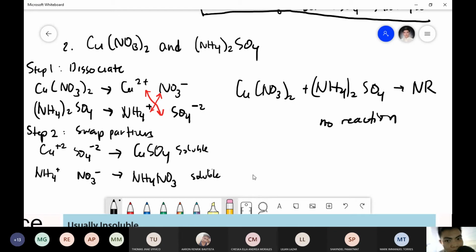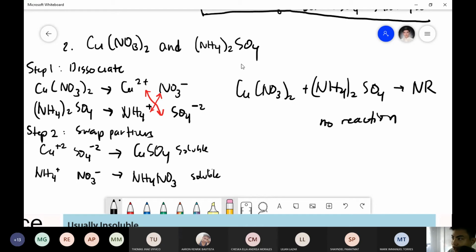Bakit wala kang net ionic equation? Kasi soluble to, soluble to, soluble to, soluble to. Basically, you can cancel all of them. So, wala kang net ionic equation. Therefore, that means you don't have any reactions at all. Okay? So, ito yung sinasabi ko kanina na not all liquids, not all aqueous solution produce a reaction when you combine them. There are just few of them that produce reactions. Okay?